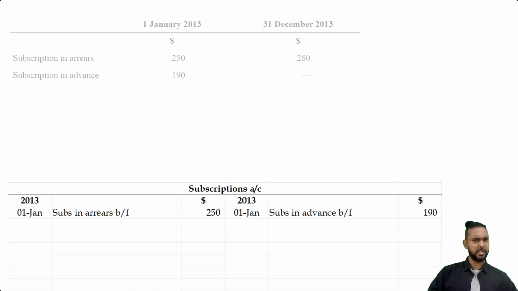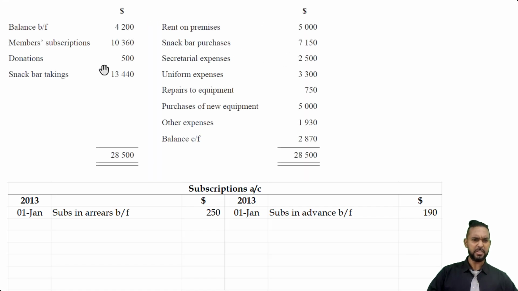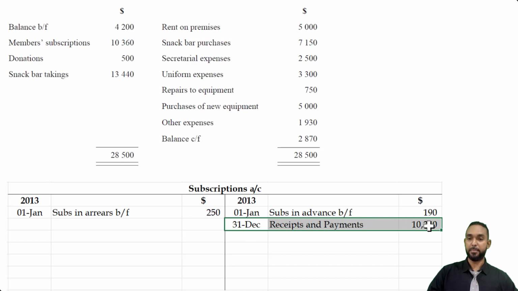So if I recall correctly, if you look in the receipts and payments account, there was a figure for members' subscriptions. So that has to do with members paying subscriptions. So if we receive money, we're going to debit cash, or debit, in this case, the receipts and payments account. And every debit needs a corresponding credit. So what does that mean? It means in the subscription account, you are going to see on the credit side a figure saying receipts and payments. And that's the corresponding credit for the debit entry in the receipts and payments account.